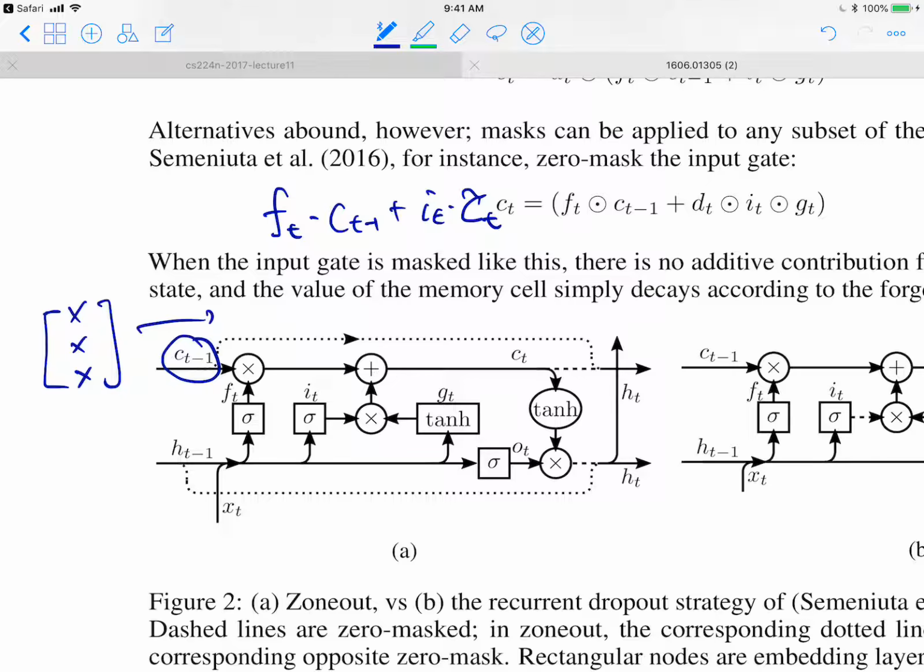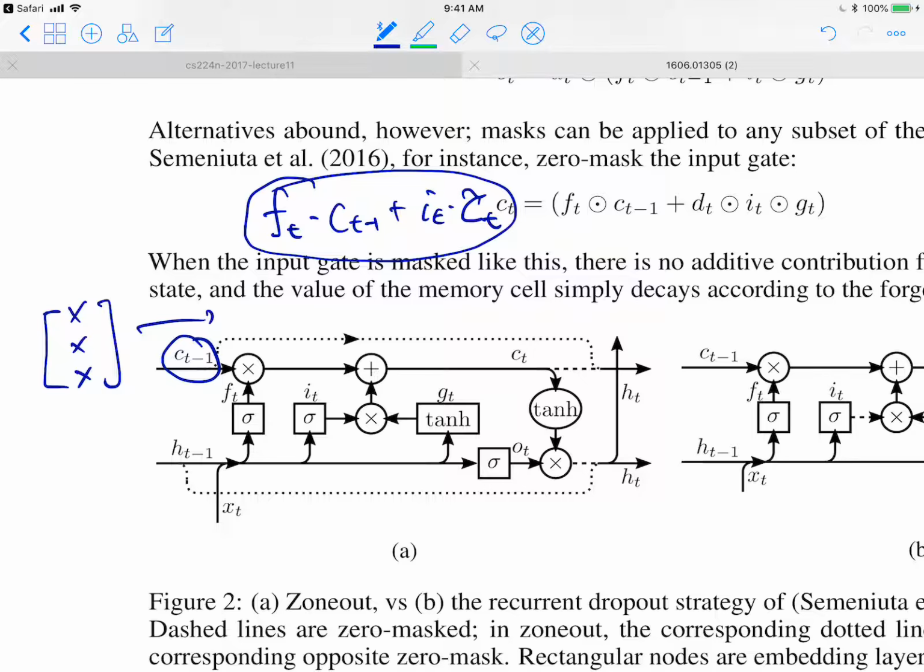And then what do we mean by the dropout? In this case, the dropout is considered as skipping this kind of updating rule.